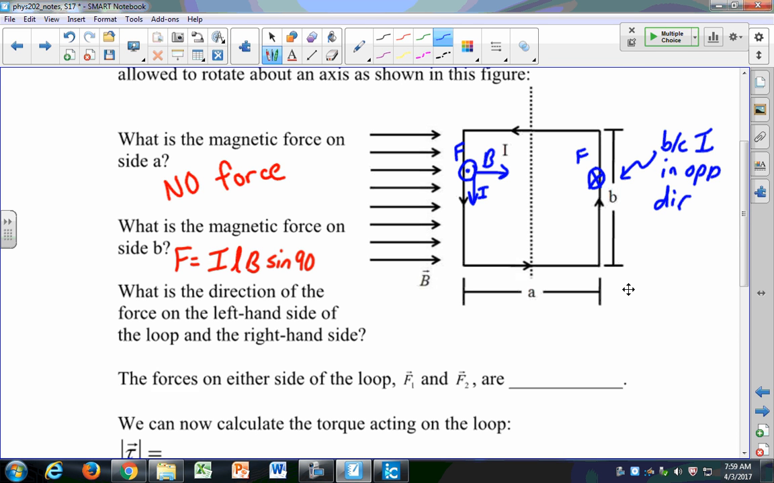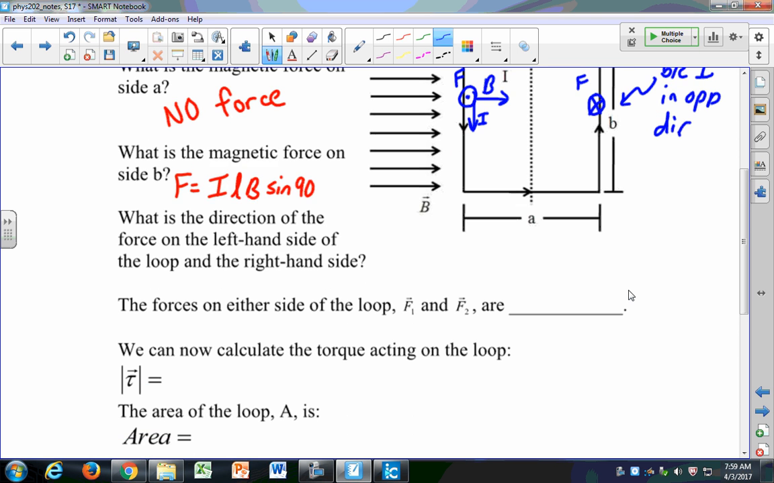All right, so on the left-hand side, it's out of the page. On the right-hand side, it's into the page. And then the forces on either side of the loop are going to be equal in magnitude, because they have the same current and they're in the same magnetic field. So we can calculate the torque. Remember, torque is Fr sine theta, although in this case, theta is 90 degrees.